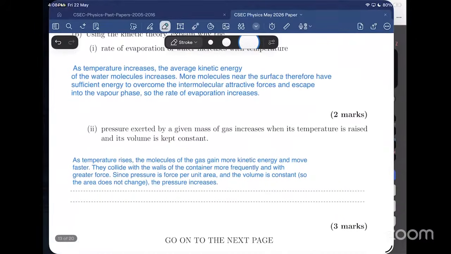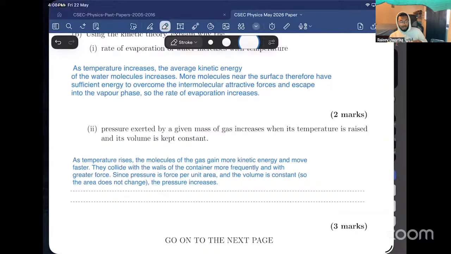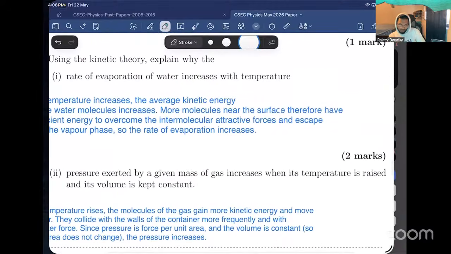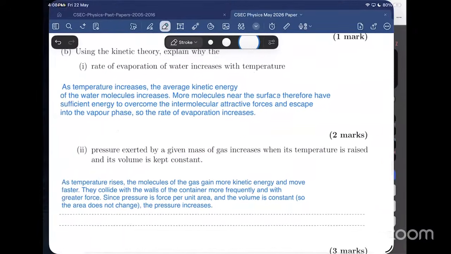Part 2. Pressure exerted by a given mass of gas increases when its temperature is raised and its volume is kept constant. Okay, this is the pressure law here.